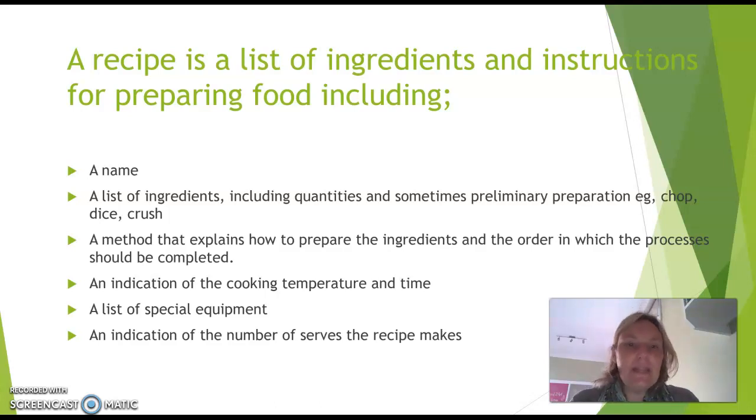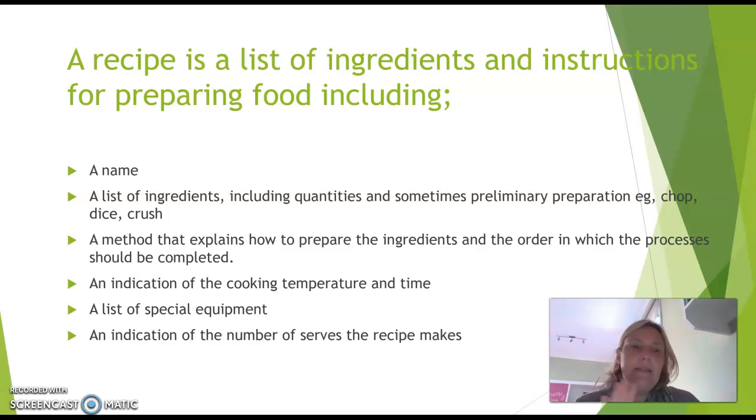We have a list of ingredients, including quantities and sometimes some preliminary preparation tasks. So it might say 3 carrots chopped, or 1 onion diced, or 2 cloves of garlic crushed, or half a bunch of coriander, leaves picked, so we take the leaves off the stem. Just some basic simple things rather than going through it in the method as well.